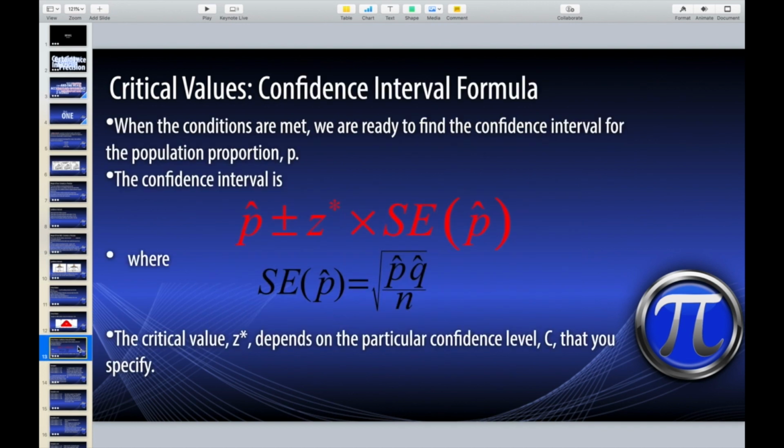The formula for your confidence interval really does come down to this. Now, really quickly, instead of writing it the way you see here on the screen, what I'd like for you to do is write it like this. P hat plus or minus the Z star times, instead of writing the SE of P hat here, I want you to put this formula in. This is really familiar. This is what we used as standard deviation last chapter.